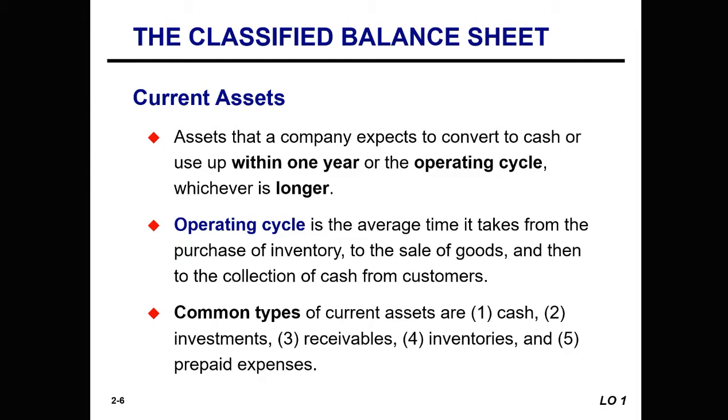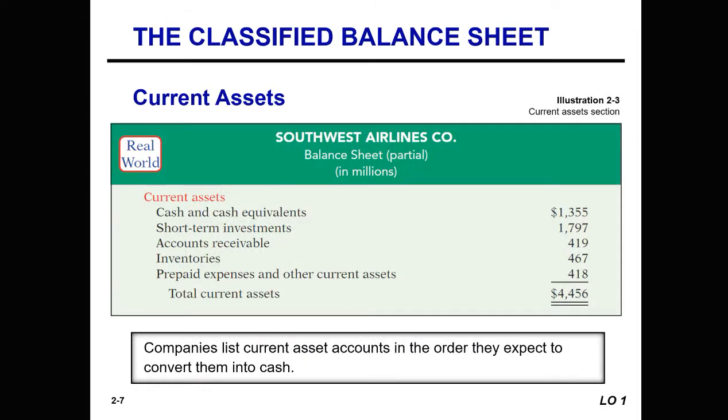On the current balance sheet, current assets are listed in the order in which they're expected to be converted into cash. So that is also called the order of liquidity. So those that are more liquid, more likely to be converted to cash more quickly, are going to be at the top. Those that are less liquid, those that are less likely to convert to cash as quickly, will be at the bottom.